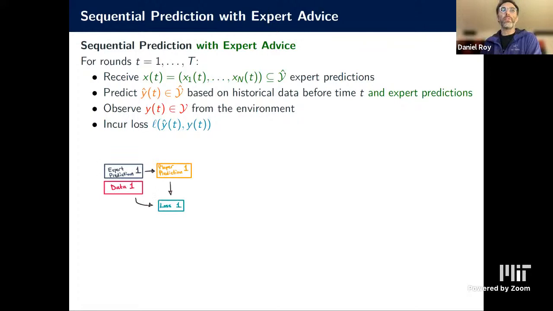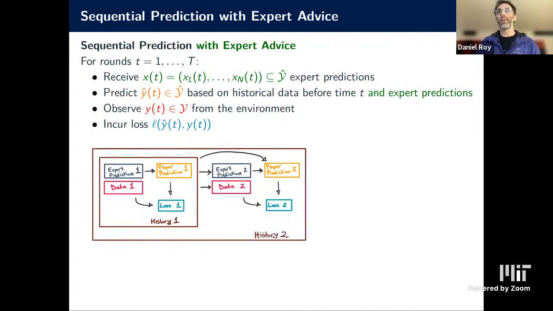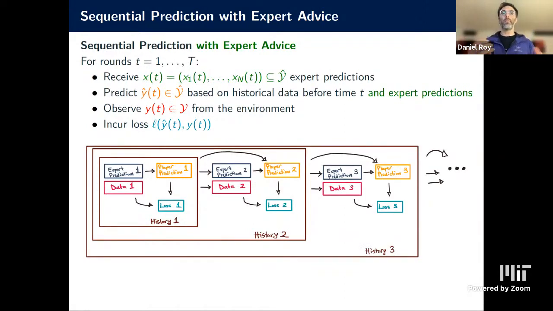So just to put this in pictures, this is the information that's flowing through this game. On each round, we're making predictions that are based on the experts, and there can be some kind of hidden data which is also driving the losses and the expert predictions. So this is our history, say round one. On each round, we get additional expert predictions, and our predictions can depend on that past history and on these predictions being given to us, and so can the data. And so our history grows, and we can depend on more and more.